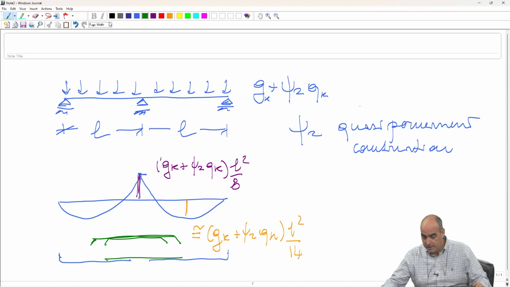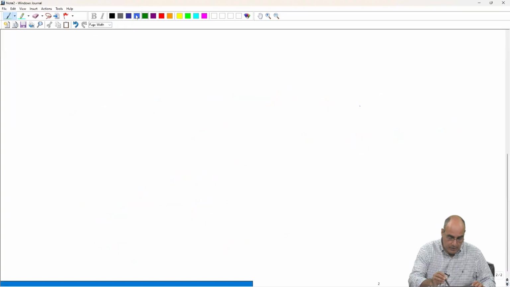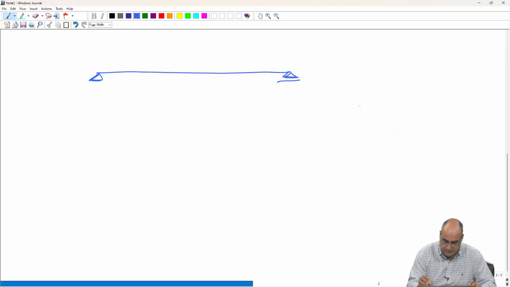What if, in a progressive collapse, or in simply the alternate loading path method, this element here disappears?